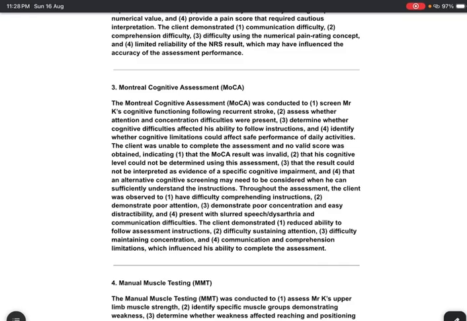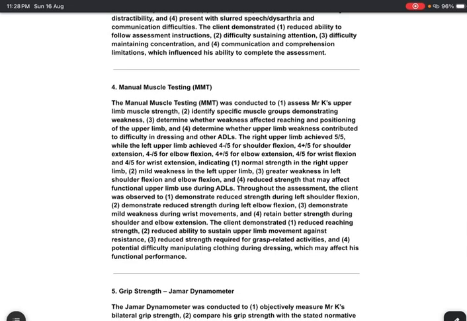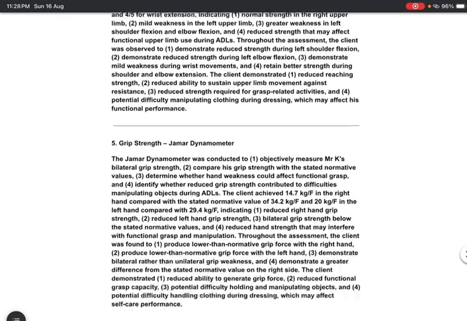shoulder flexion was 4 minus out of 5. Shoulder extension was 4 plus out of 5. Elbow flexion was 4 minus out of 5. Elbow extension was 4 plus out of 5. Wrist flexion was 4 out of 5 and wrist extension was 4 out of 5. This finding indicated mild weakness in the left upper limb, particularly during shoulder and elbow flexion. This weakness may affect reaching and manipulating offloading during dressing.